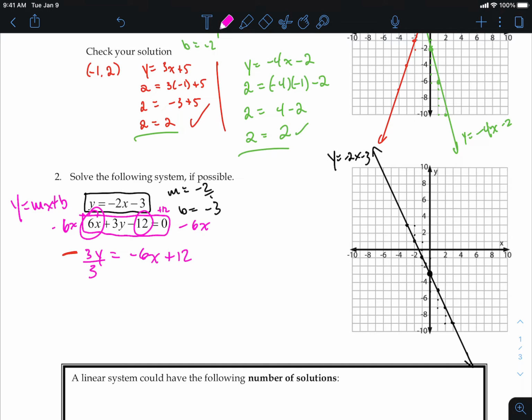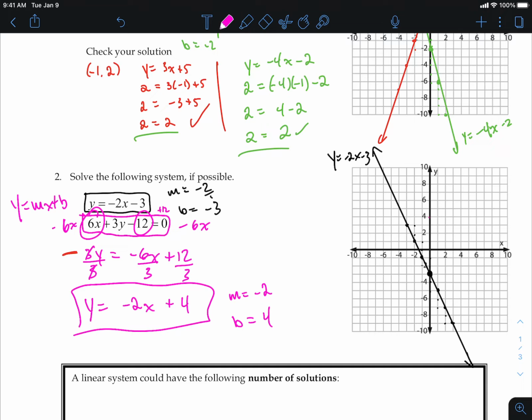Then I can just divide both sides by 3. They cancel, so it's y equals -6 divided by 3 is -2x plus 12 divided by 3 is 4. And I can go on my grid. M value is -2, B is +4. Okay? And then I go down 2, right 1. What happened?